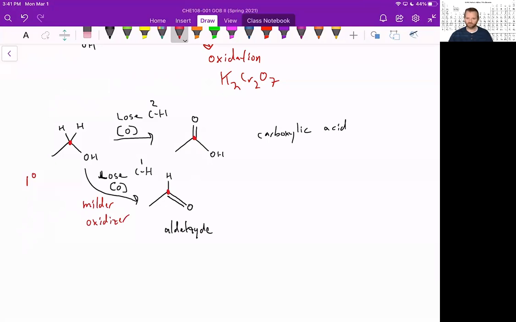But in this particular text, the big focus is on the production of the carboxylic acid. A strong oxidizer means that that carbon is completely oxidized, losing its two carbon-hydrogen bonds.